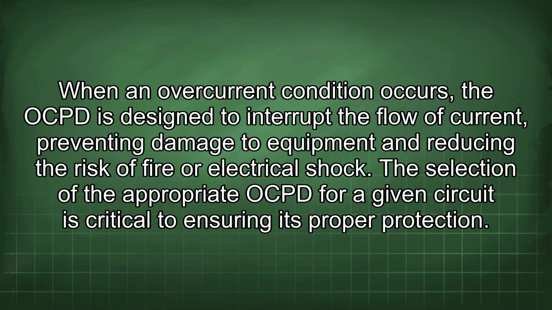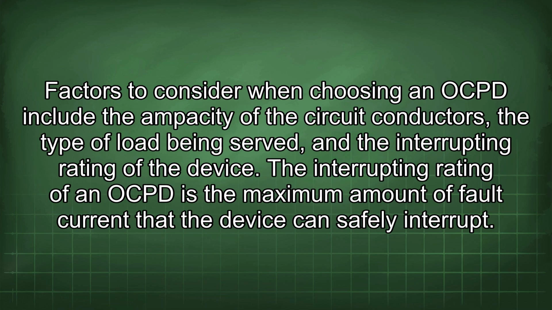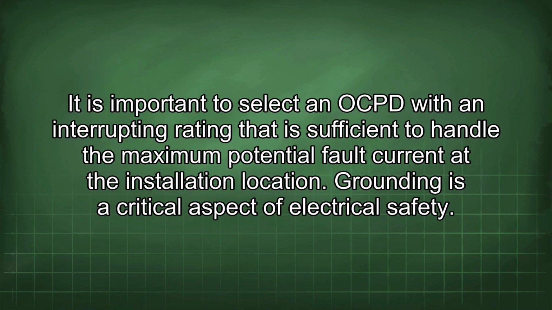The selection of the appropriate OCT for a given circuit is critical to ensuring its proper protection. Factors to consider when choosing an OCT include the ampacity of the circuit conductors, the type of load being served, and the interrupting rating of the device. The interrupting rating of an OCT is the maximum amount of fault current that the device can safely interrupt. It is important to select an OCT with an interrupting rating that is sufficient to handle the maximum potential fault current at the installation location.